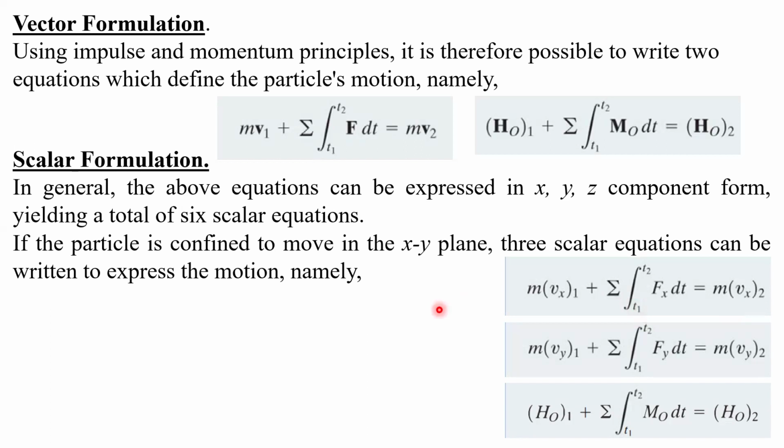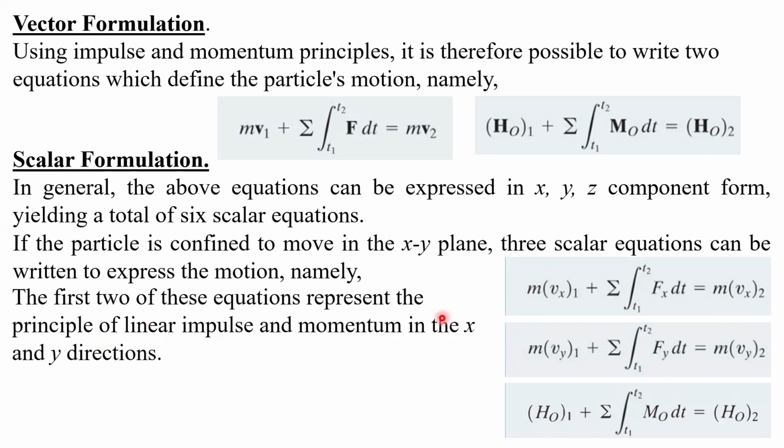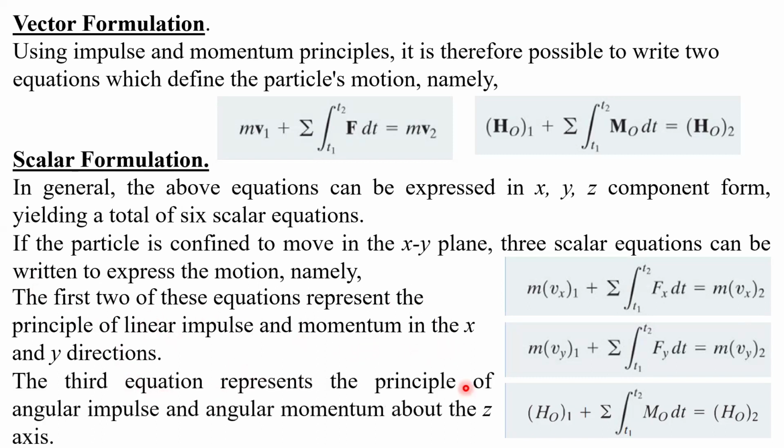Here, we know that the particle is moving in the xy plane, and then the angular momentum will be in the z direction. So this is the angular momentum equation, and these two are linear momentum equations. The first two of these equations represent the principle of linear impulse and linear momentum in the xy directions, and the third equation represents the principle of angular impulse and angular momentum about the z axis.